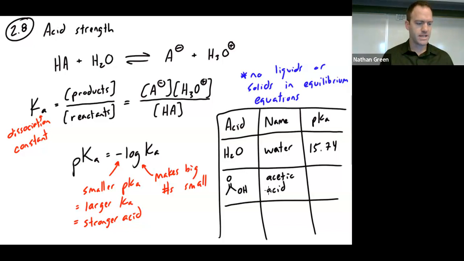Lower. The number for acetic acid for its pKa should be lower because it is a stronger acid. If that is true, it is 4.76.